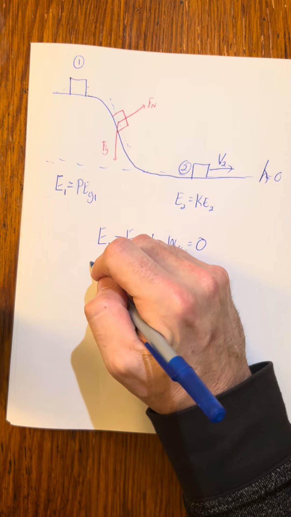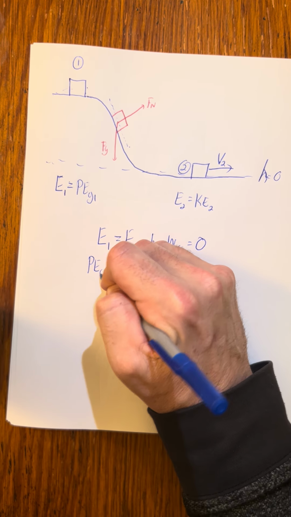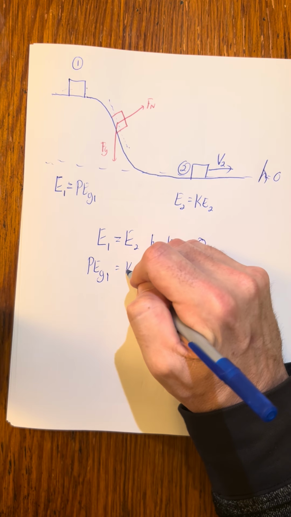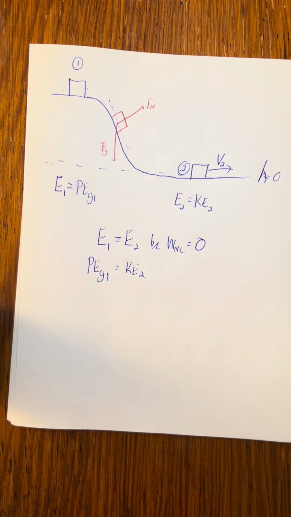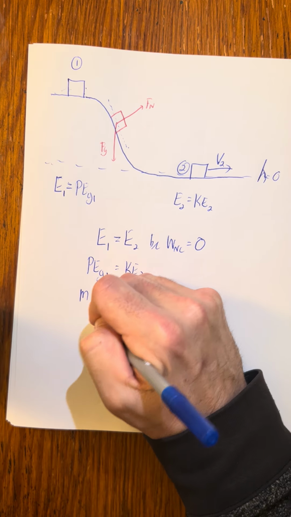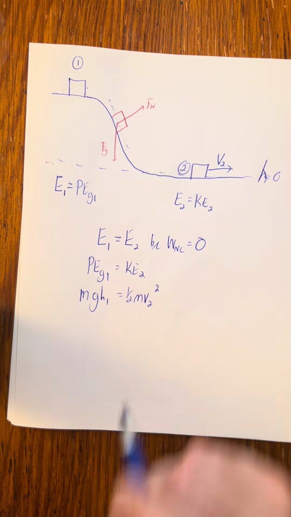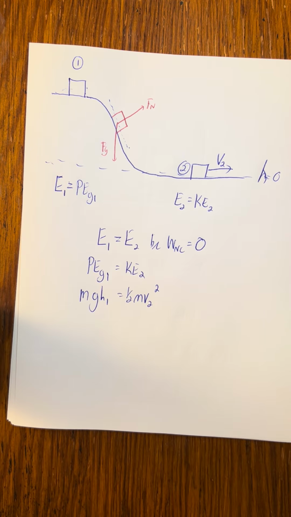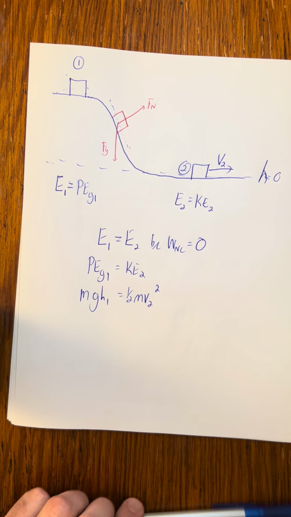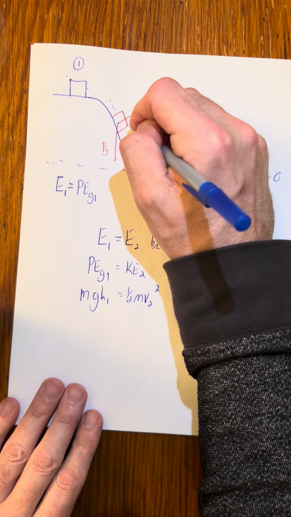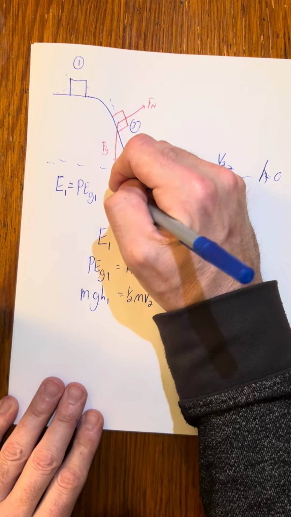And so what we've been able to do here is say that the potential energy due to gravity at position 1 is equal to the kinetic energy at position 2. And then I know this is mgh1, and this is equal to 1/2 mv2 squared. And if I knew the values of these things, I could plug them in. If I knew the height, I could get the speed. If I knew the speed here, I could get what that height is. Simple enough.